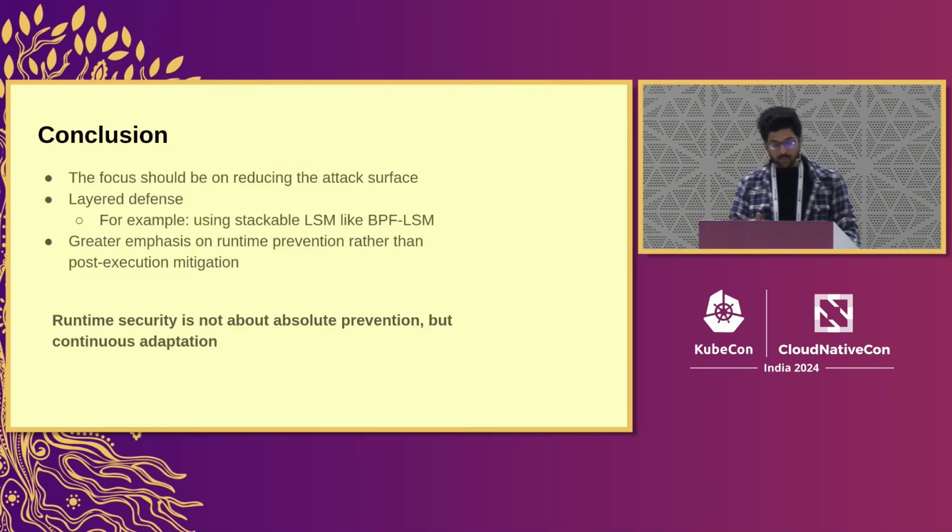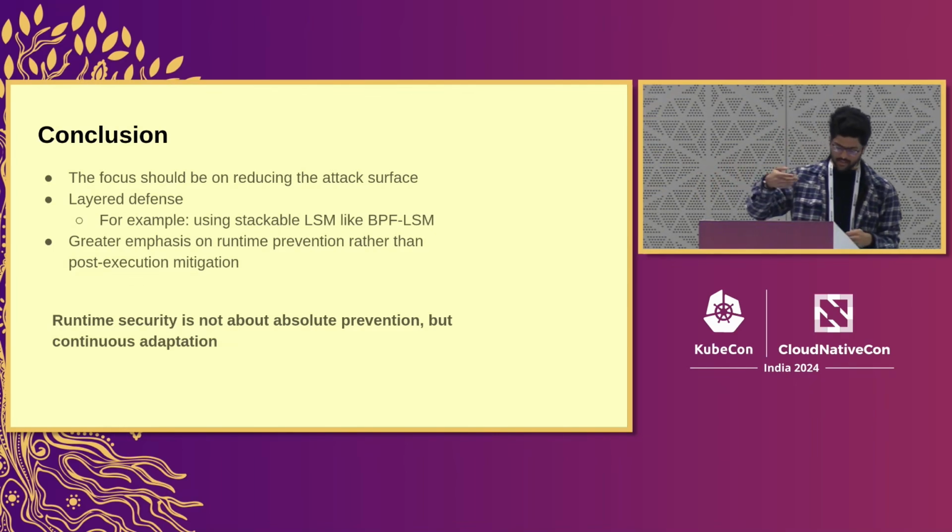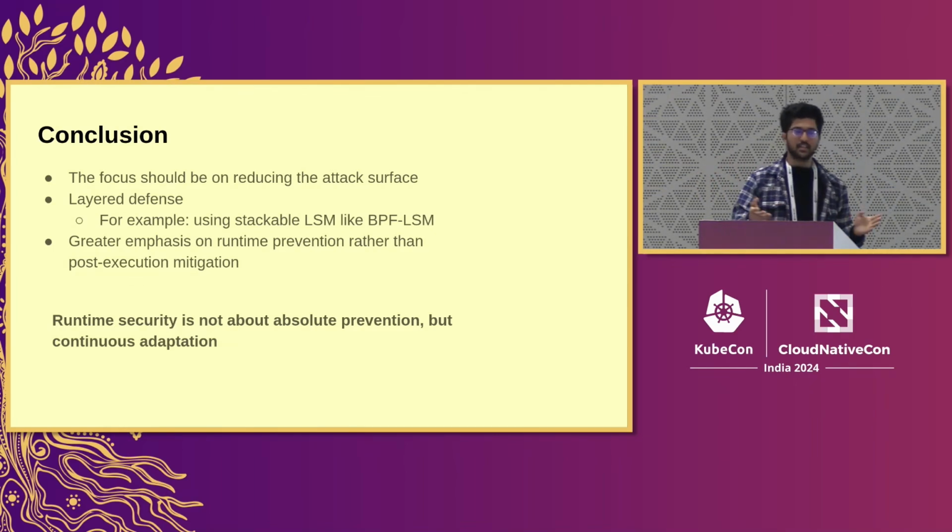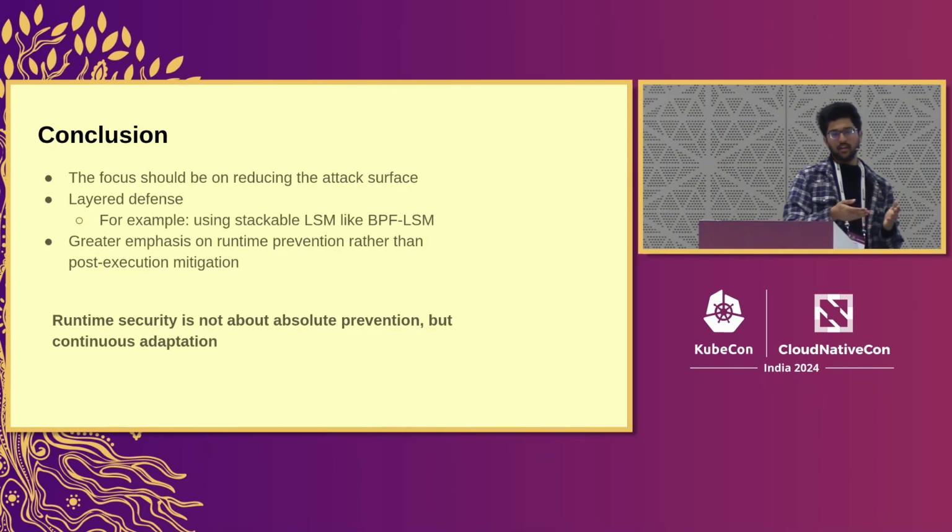I would like to conclude my talk with these few points. First, we should focus on reducing the attack surface. This is really important. If you have privileged allowed on your pods, and you have privilege escalation allowed, and do not have basic Kubernetes best practices in place, it will be pretty difficult for the runtime engine to also enforce any kind of policies.